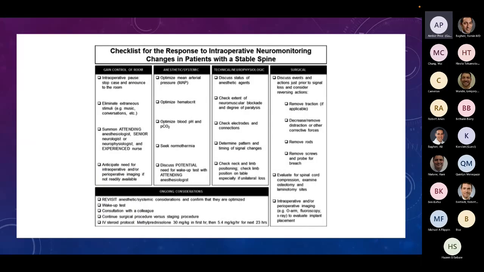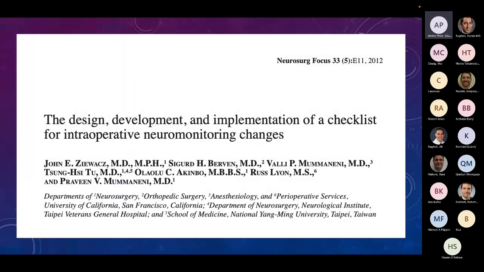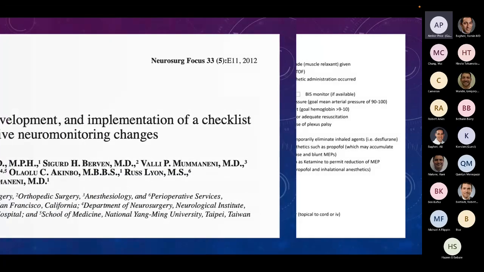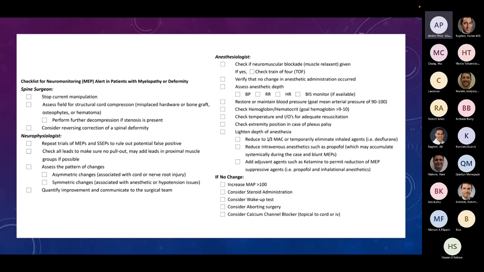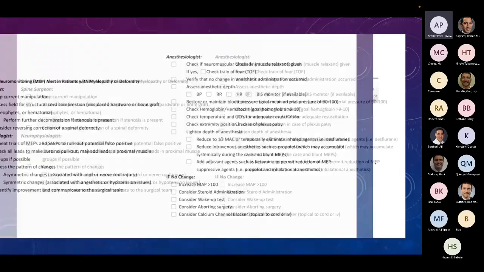This was actually published in 2018. I'm not going to spend too much time on it because I have the more updated version from 2022 coming up. But this is basically a checklist that one group instituted in their ORs, and they printed it out and set it up in a bunch of different areas. So everybody was on board with what the anesthesiologist needed to do if a change was encountered, what the neurophysiologist needed to do, and what the spine surgeon needed to do. They implemented that in their ORs to keep everybody on board as a team.